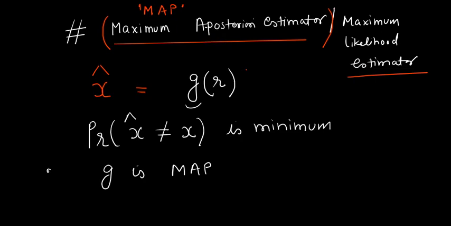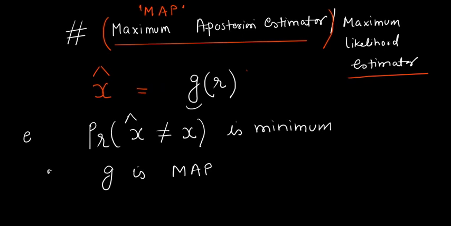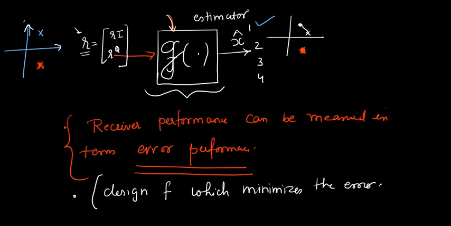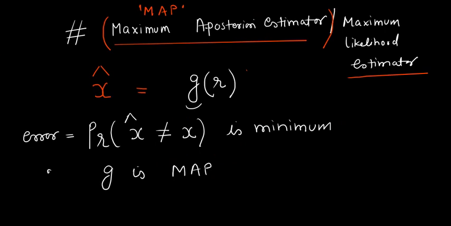this is the error, right? This is X hat. X hat can be either of the four combinations, four possibilities in our case, and this X can be any of these four. Okay? So G is MAP.